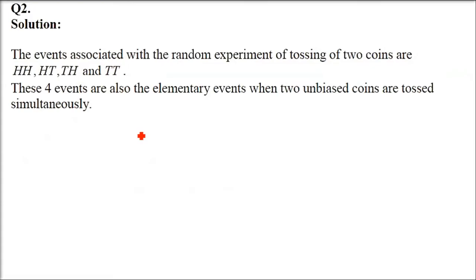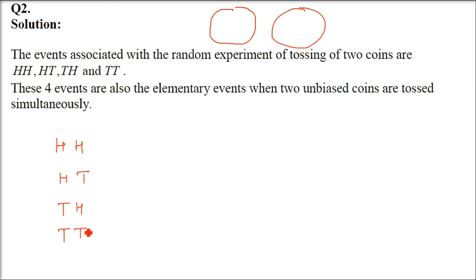This is question number 2. List all events associated with the random experiment of tossing of two coins. How many of them are elementary events? So, first we have already seen that when a coin is tossed twice or two coins are tossed simultaneously, the output will be either HH, HT, TH or TT. Now, how many of them are elementary events? That is the later part, but we have to list all the events.